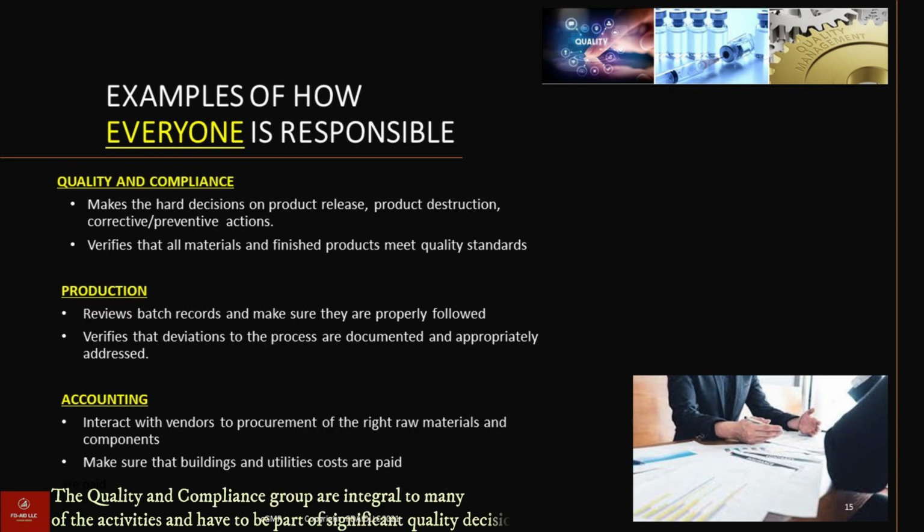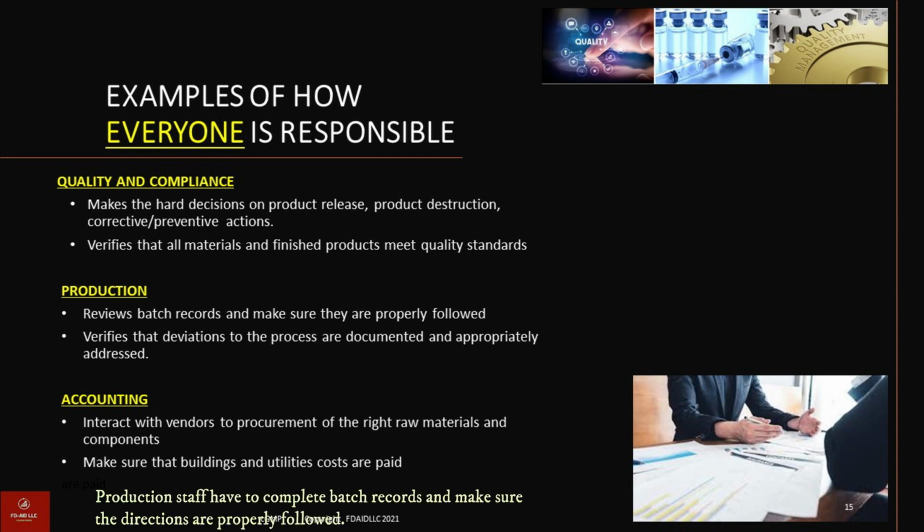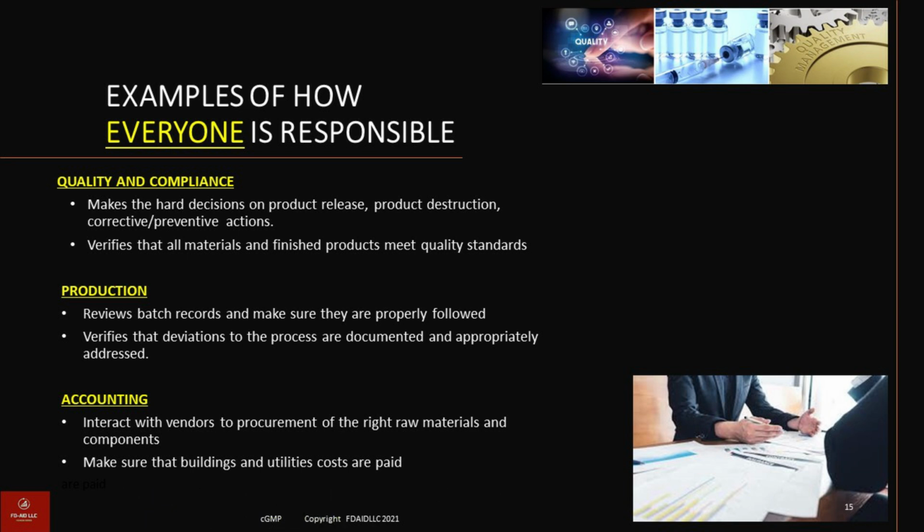The Quality and Compliance Group. They are integral to many of the activities and have to be a part of significant quality decisions, including release of batches, investigations, and corrective and preventive actions. Production staff have to complete batch records and make sure the directions are properly followed. If there are any deviations, the production staff documents it.